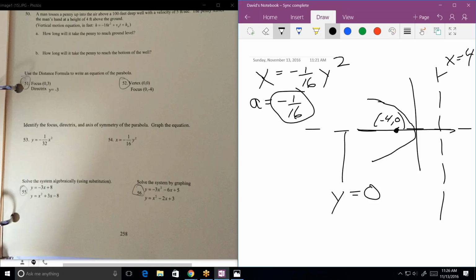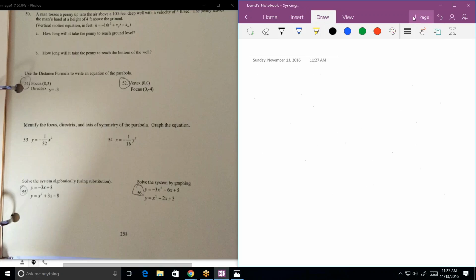All right. So these are all going to depend on you, first of all, knowing which way they are aligned, whether they're up, down, left, or right. And most importantly, you're going to need to remember that P is 1 over 4A and that A is whatever coefficient they stick in front of the squared term. In this case, it's the y variable that's being squared, so the -1/16 is A. And just always plug it in for A to figure out what P is.